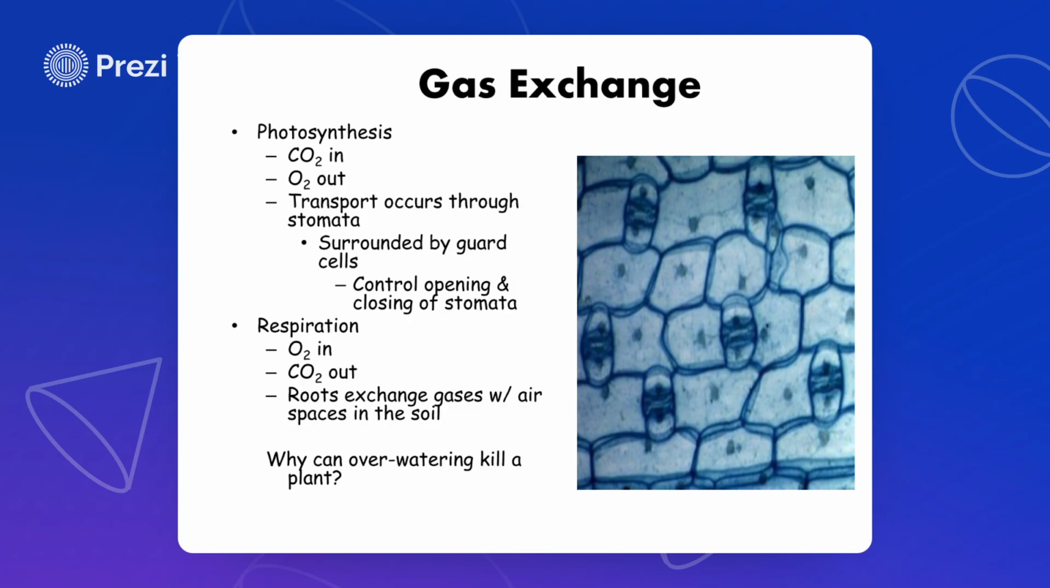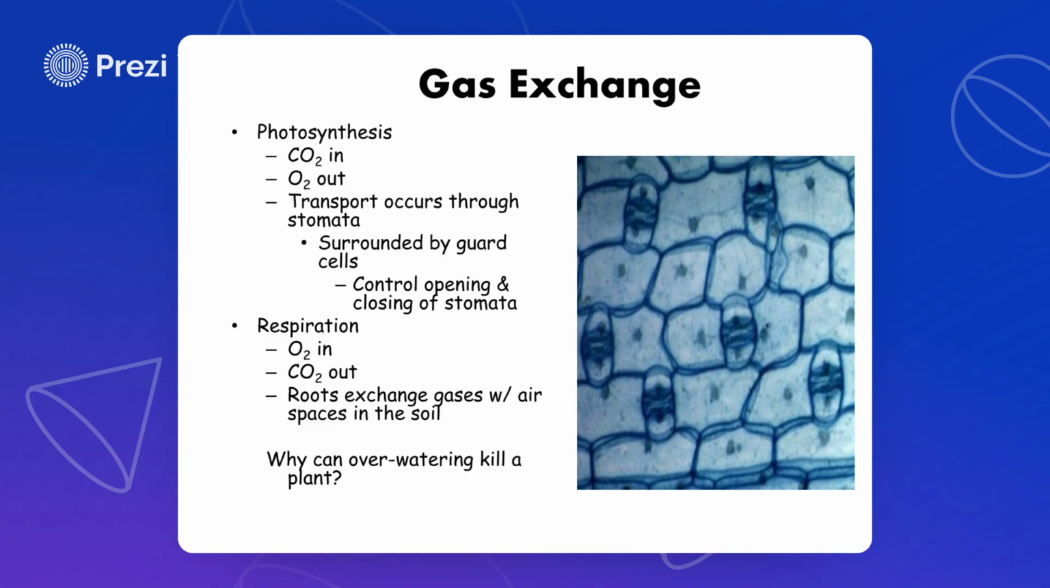Gas exchange in plants is the process by which plants take in carbon dioxide and release oxygen and water vapor. This mainly occurs through small pores called stomata, which you can see in this slide. How does gas exchange work? Stomata are tiny openings usually on the underside of the leaves, and they are controlled by guard cells that open and close the stomata.